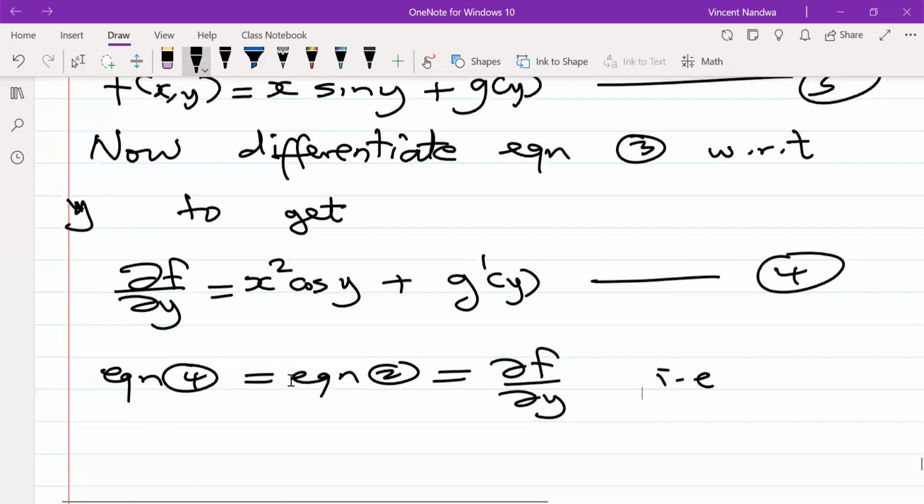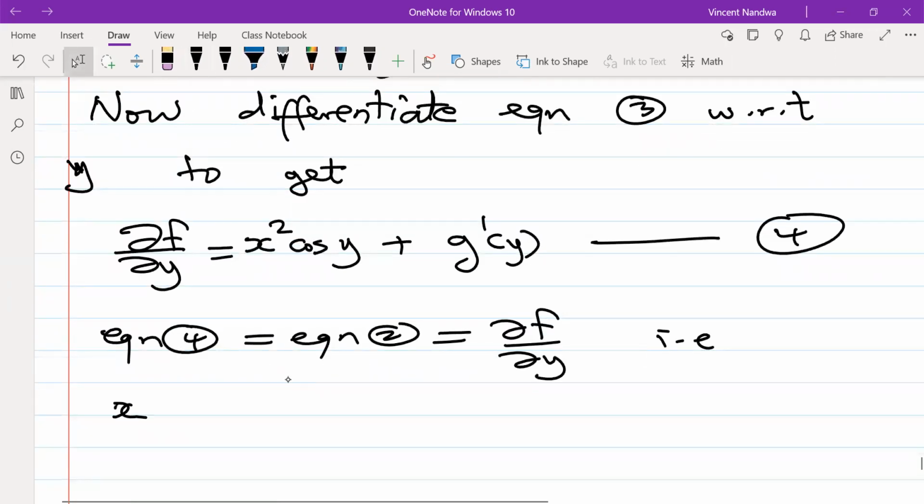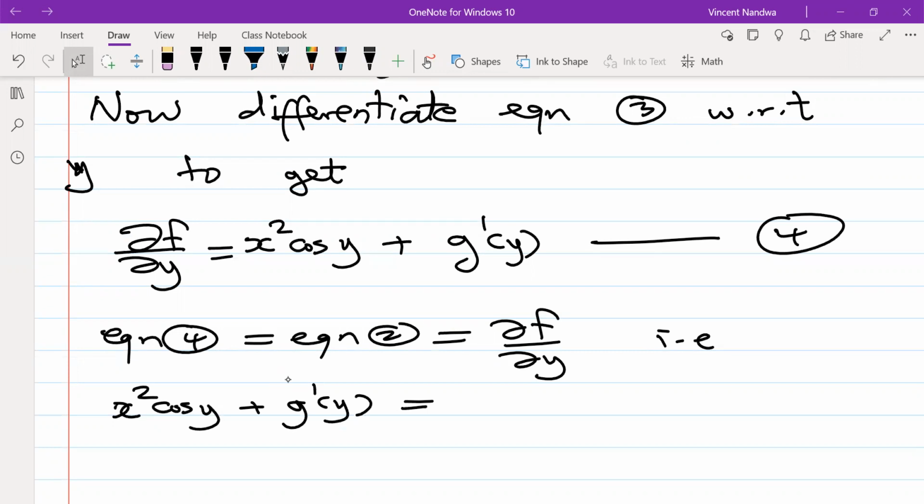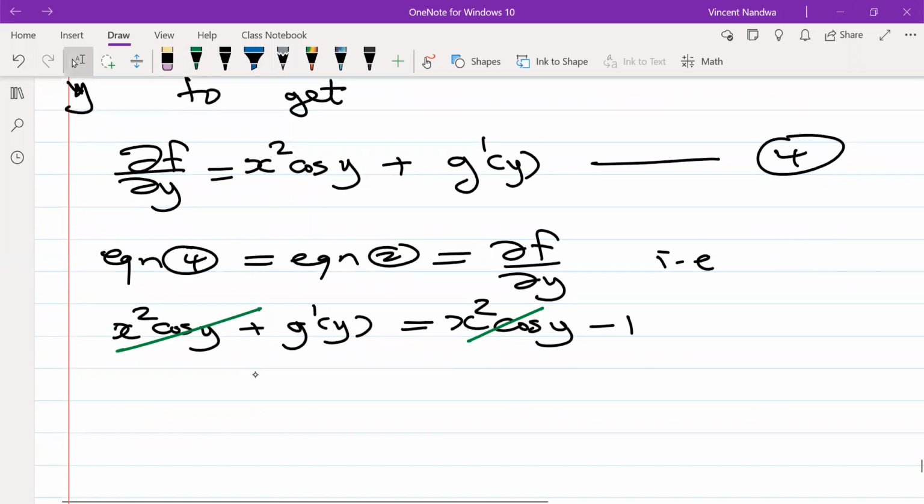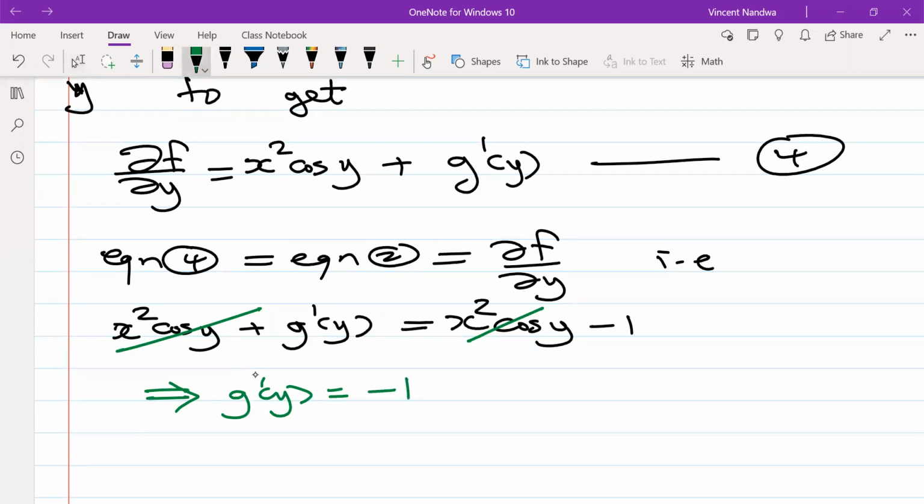So that means I take equation 4 and equate it to equation 2, which is x squared cosine y minus 1. In this equation, some terms cancel out. So this and this cancel out, and we have g prime of y equals negative 1. Let me call this equation 5.